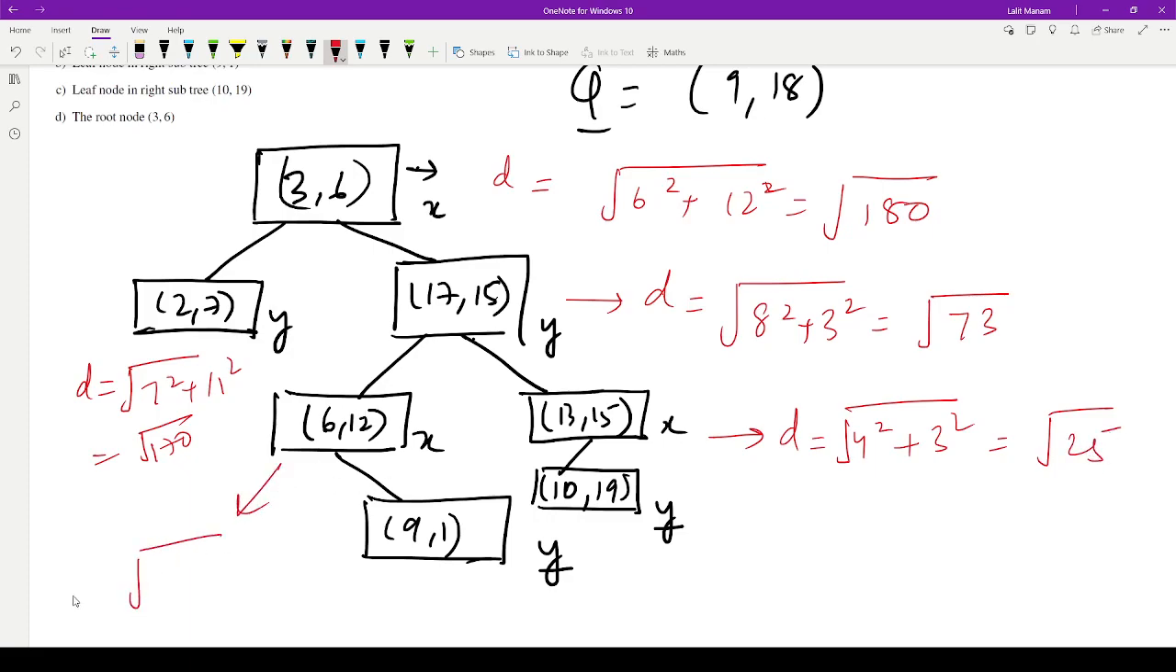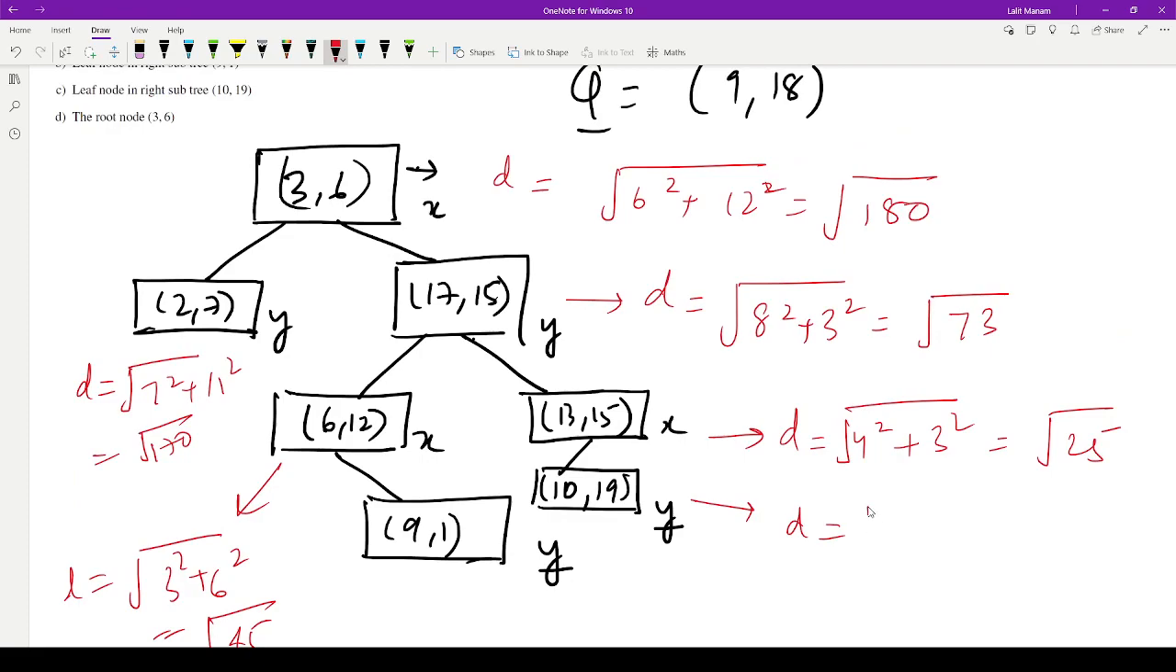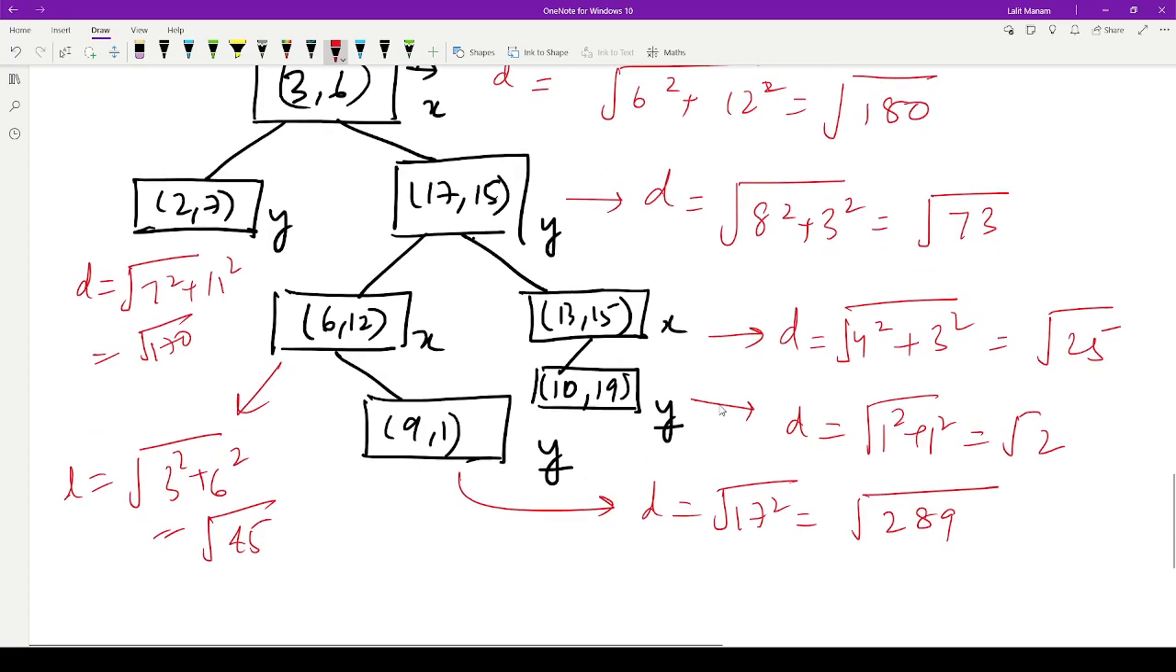How much is this? 9 minus 6, 3. And this is 18 minus 12, 6. So this is 36 plus 9, 45. How much is this? Square root of 2, 1 square plus 1 square. Okay, at least I got one answer. This is 17, so square root of 17 square. Since we are putting everything in root, 17 is 289. Square and square root cancel. So I'm just keeping everything in square root.